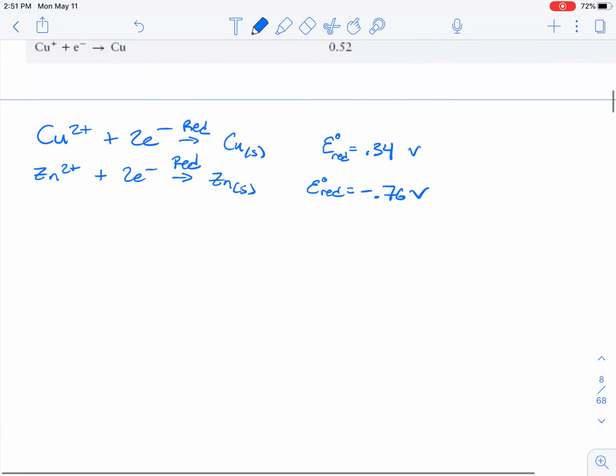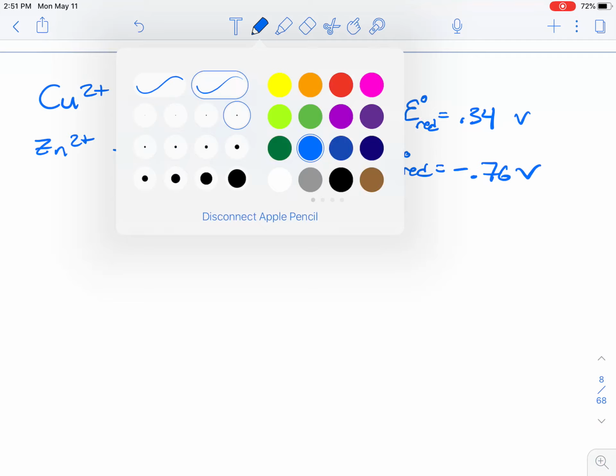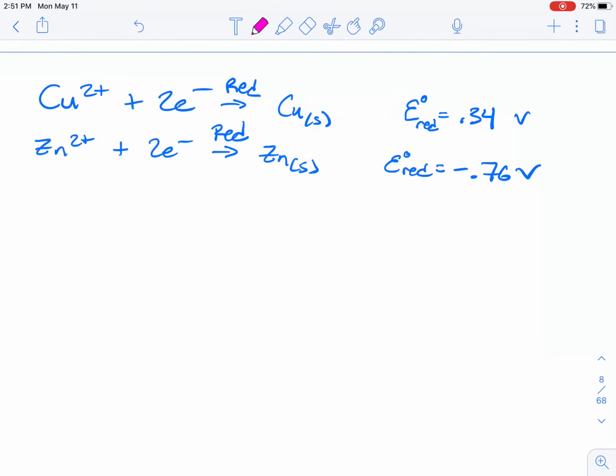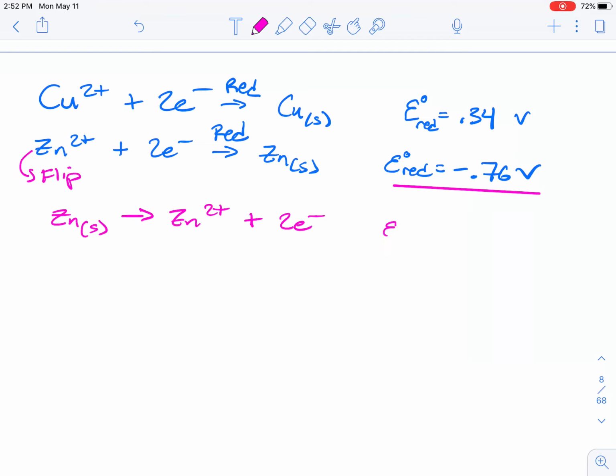And so what that means is that I have to take this equation and I'm going to flip it so that it represents oxidation. So here we have zinc solid producing zinc 2 plus and 2 electrons. Now when we flip the equation, we have to flip the sign. So therefore the cell potential for oxidation is equal to positive 0.76 volts.